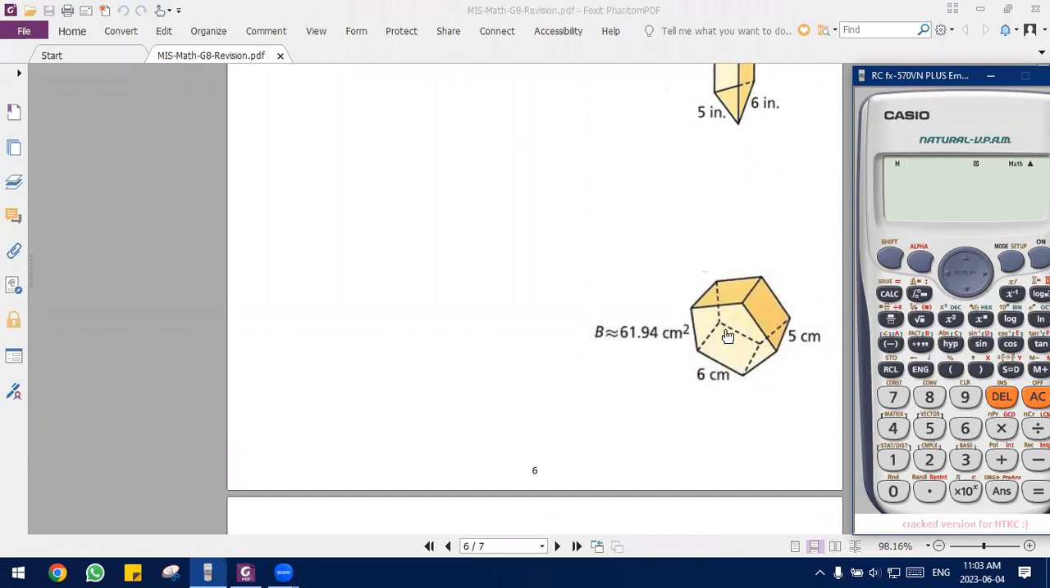Okay, for the surface area, first let me count the faces. The pentagon is the base. It has 5 sides. So it means from each side I have a rectangle. So there are 5 rectangles and 2 pentagons. So 7 faces.